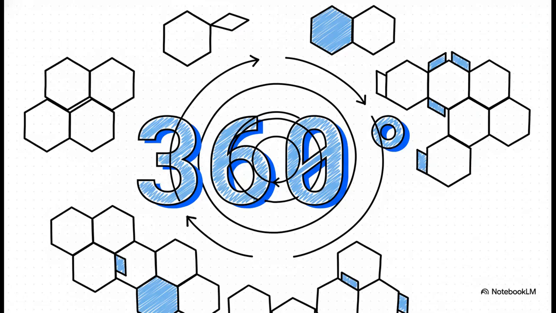And here's the secret sauce. Wherever the corners of your tiles meet up at a single point, all their angles have to add up to a perfect 360 degrees. A full circle. No more, no less. If it's less, you're going to have a gap. If it's more, the tiles are going to start overlapping. It has to be exactly 360.